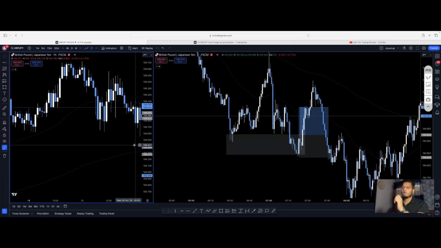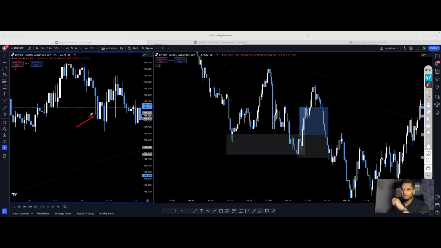So let's look at one more example in this particular chart that I'm seeing right now. So my trade was here, right? But can you see this level? This is also a wick rejection level.